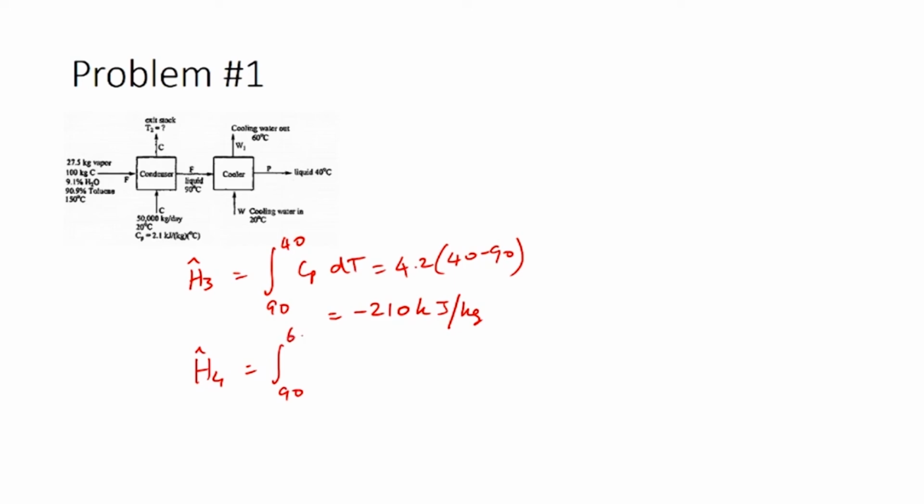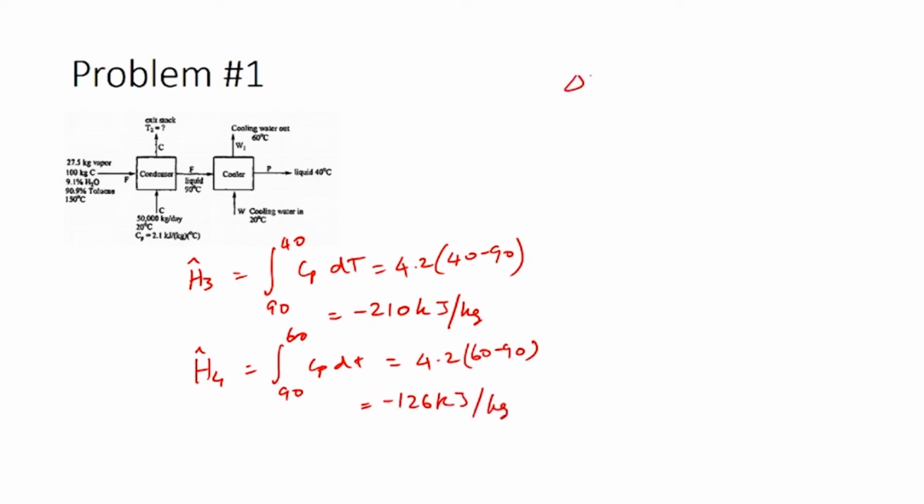H4 cap would be integral 90 to 60 Cp dt, with Cp being the Cp of water liquid. So, here you are looking at water which is the cooling water leaving the system. So, now we have taken the reference state for water as 90 degrees Celsius. So, from there it is being cooled to the outlet stream which is 60 degrees Celsius. So, you have integral 90 to 60 Cp dt. So, this becomes 4.2 times 60 minus 90, which is equal to minus 126 kilojoules per kilogram.